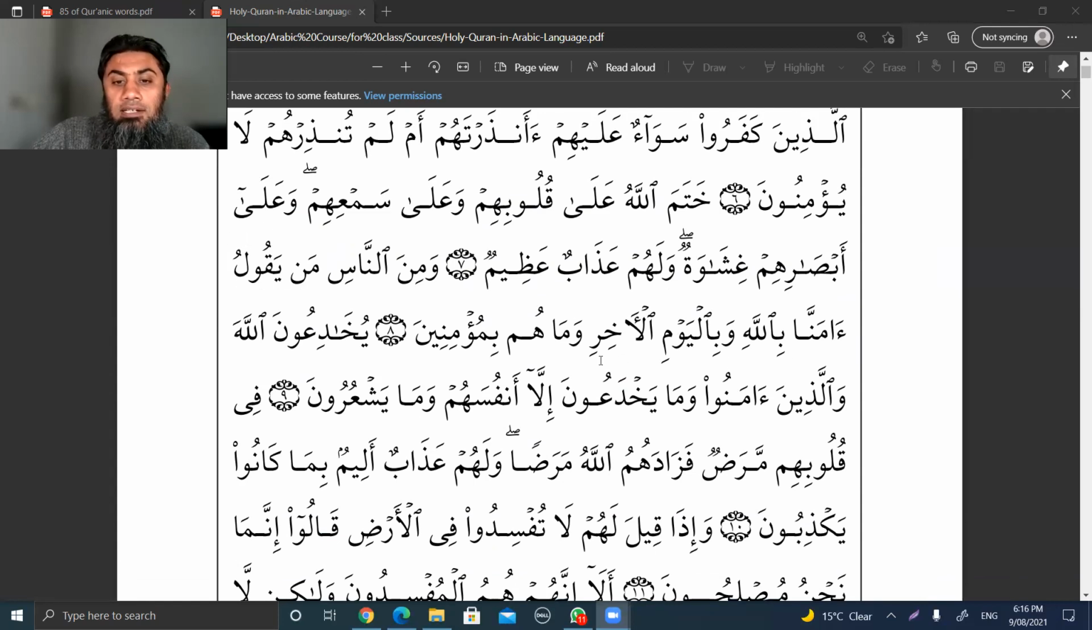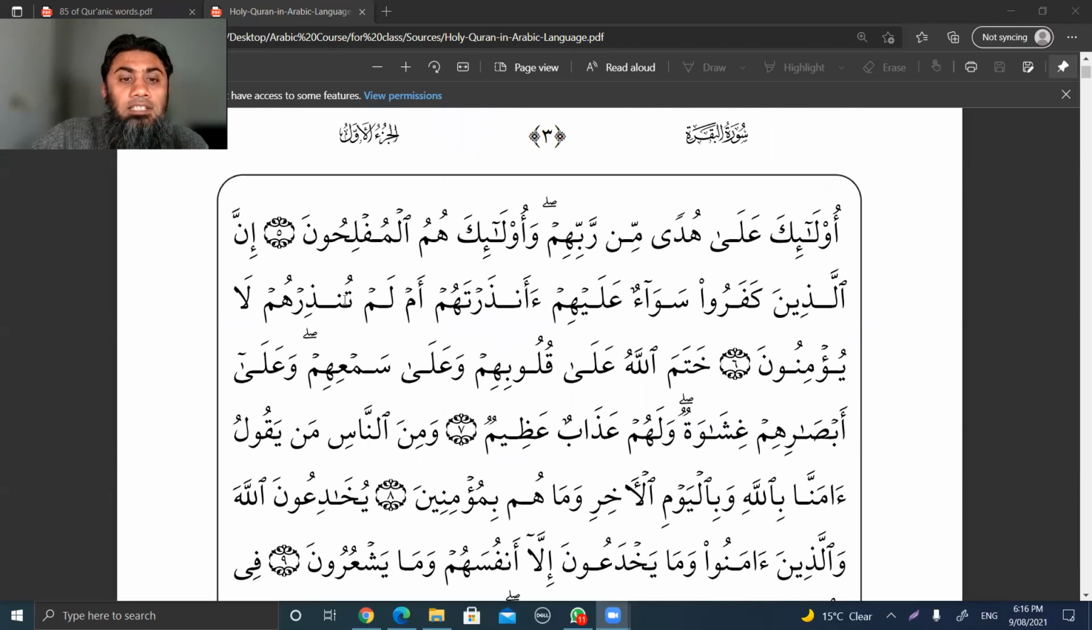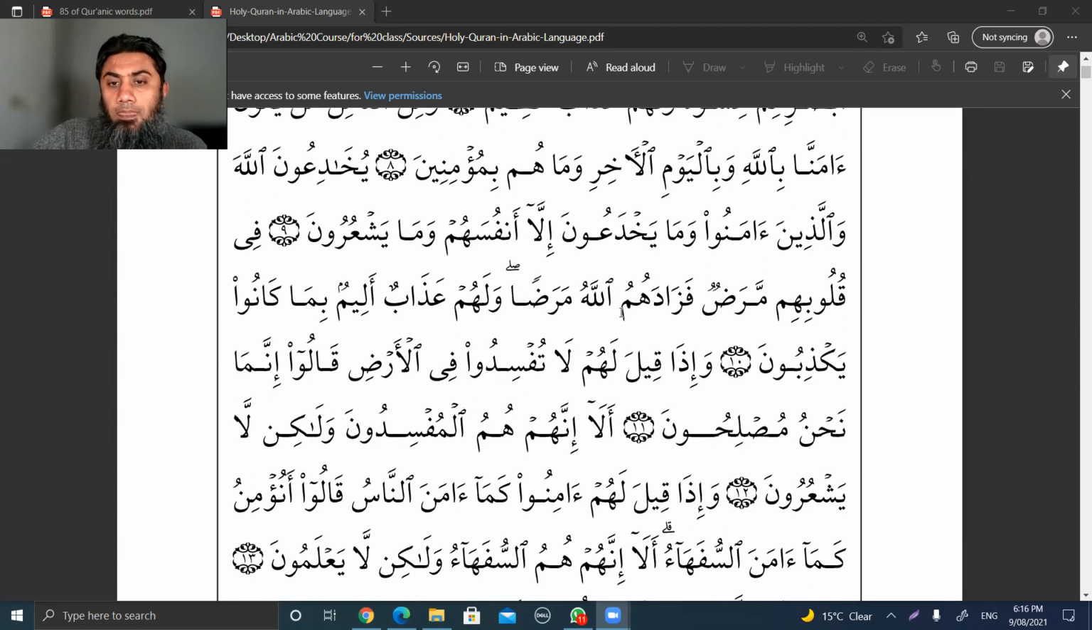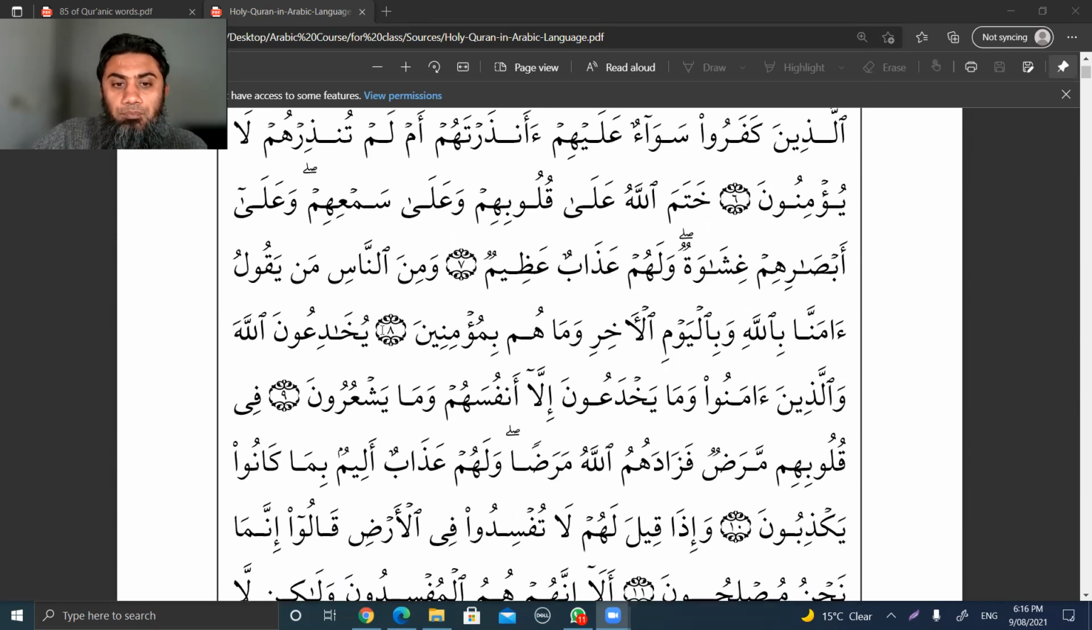Okay. And then yukhadi'una is mudare, again number 3 in the chart. And by the way, this tunzir, it could be either number 4 or number 7. In this case, it was number 7, you, which means Prophet sallallahu alaihi wasallam. And then this yukhadi'una is again mudare number 3.